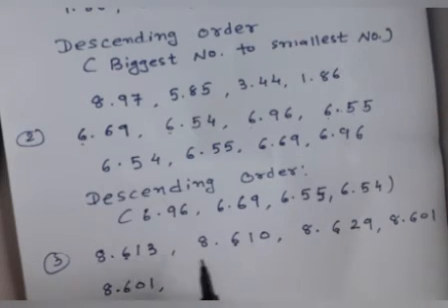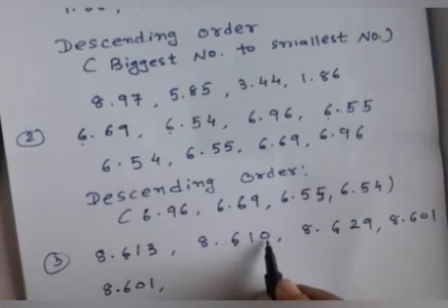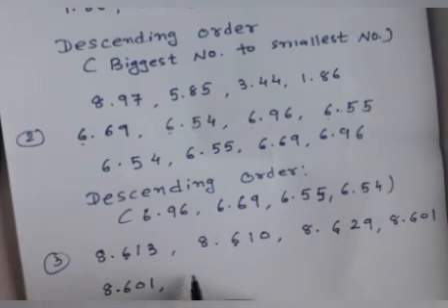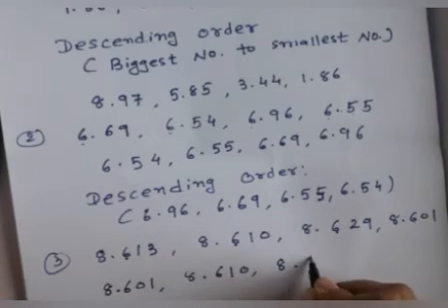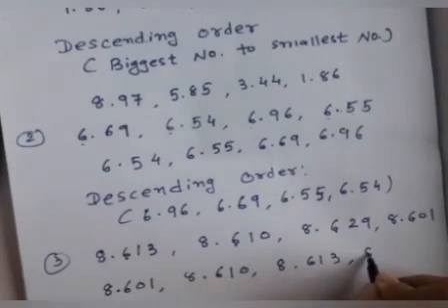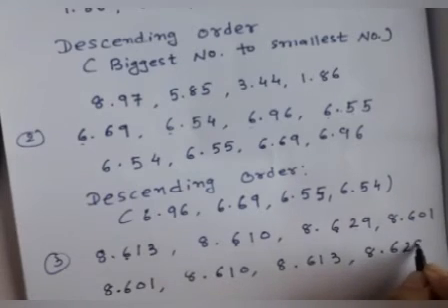Here is a 1, here is a 1, but see here is a 0 and 3. So we'll write here 8.610, then 8.613, then 8.629.